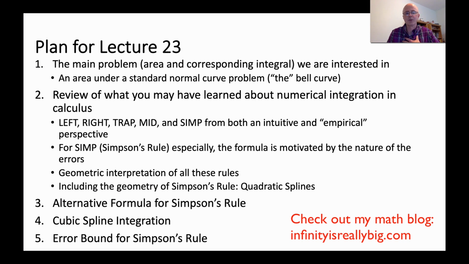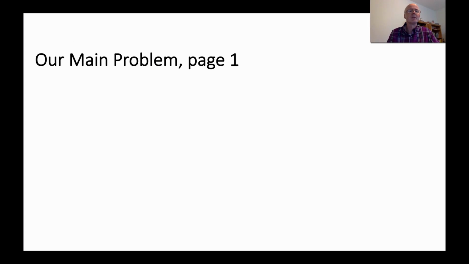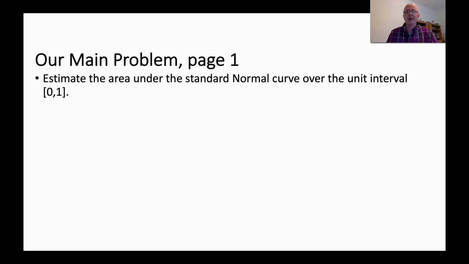And then finally, at the end, we'll do a theoretical thing. We'll talk about the error bound for Simpson's rule. All right, so here's our main problem. Page 1. Estimate the area under something called the standard normal curve over the unit interval from 0 to 1. So x goes from 0 to 1.